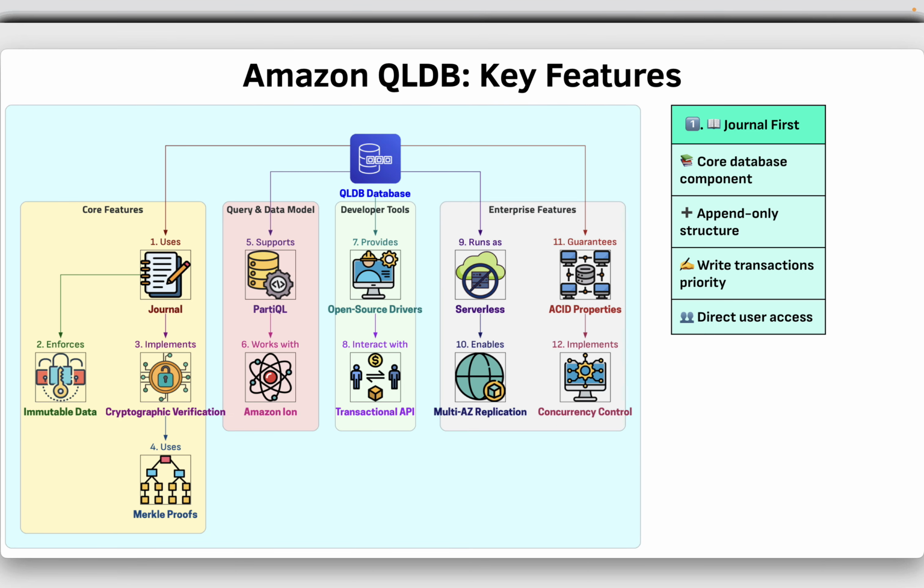So key features. First is the journal. In QLDB, the journal is the core of the database, and it is an immutable append-only data structure where all write transactions, including updates and deletes, are committed first, similar to a traditional transactional log, but it is designed for direct user access and immutability. As I talked about, the journal is an immutable transactional log, so just remember this, and it tracks every change to your committed data and maintains a complete and verifiable history of your changes over time.